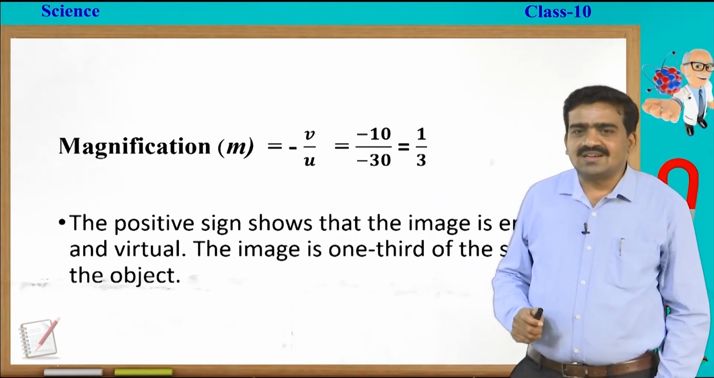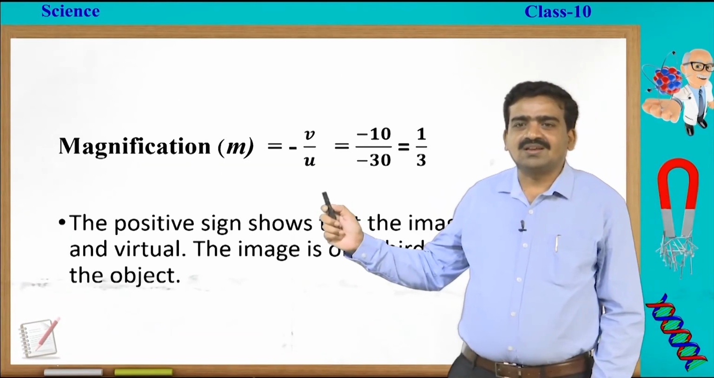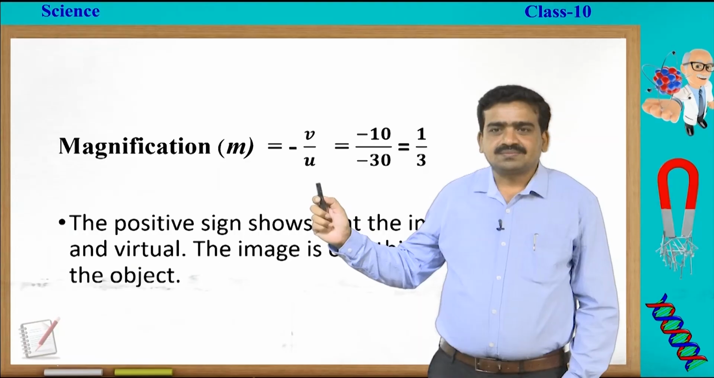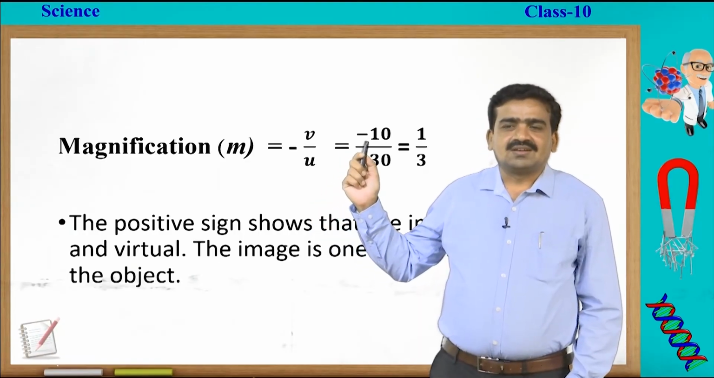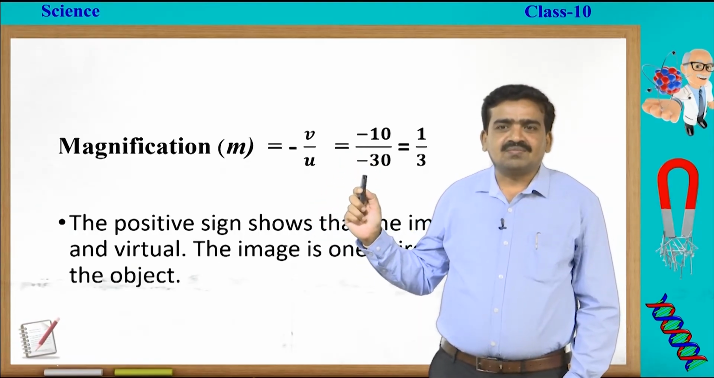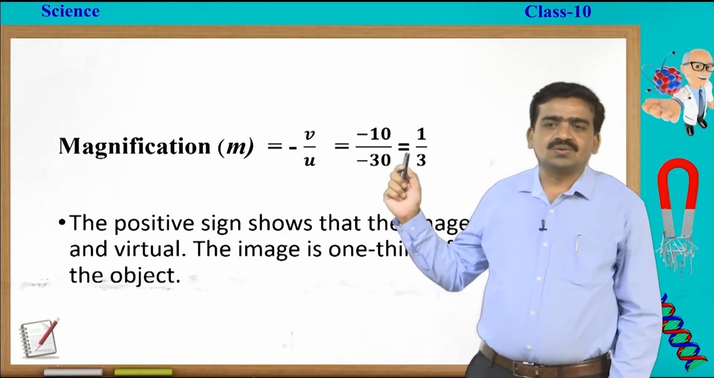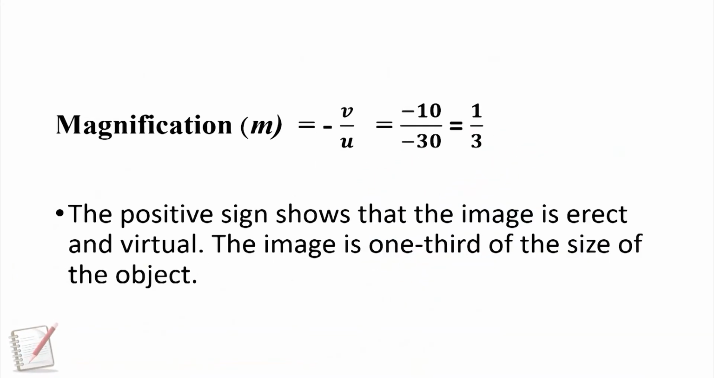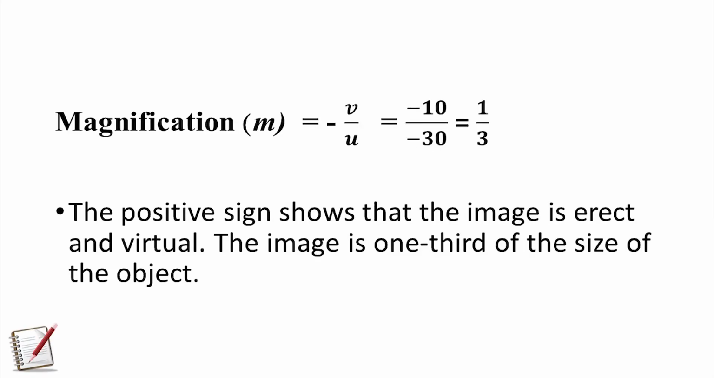Now, we have to calculate the magnification by using the formula m is equal to minus v by u, that is minus 10 by minus 30, which is equal to 1 by 3. The positive sign shows that the image is erect, virtual and the image is 1/3 of the size of the object. So, we have to note this. This is how we should solve the problems based on lens as well as mirrors.